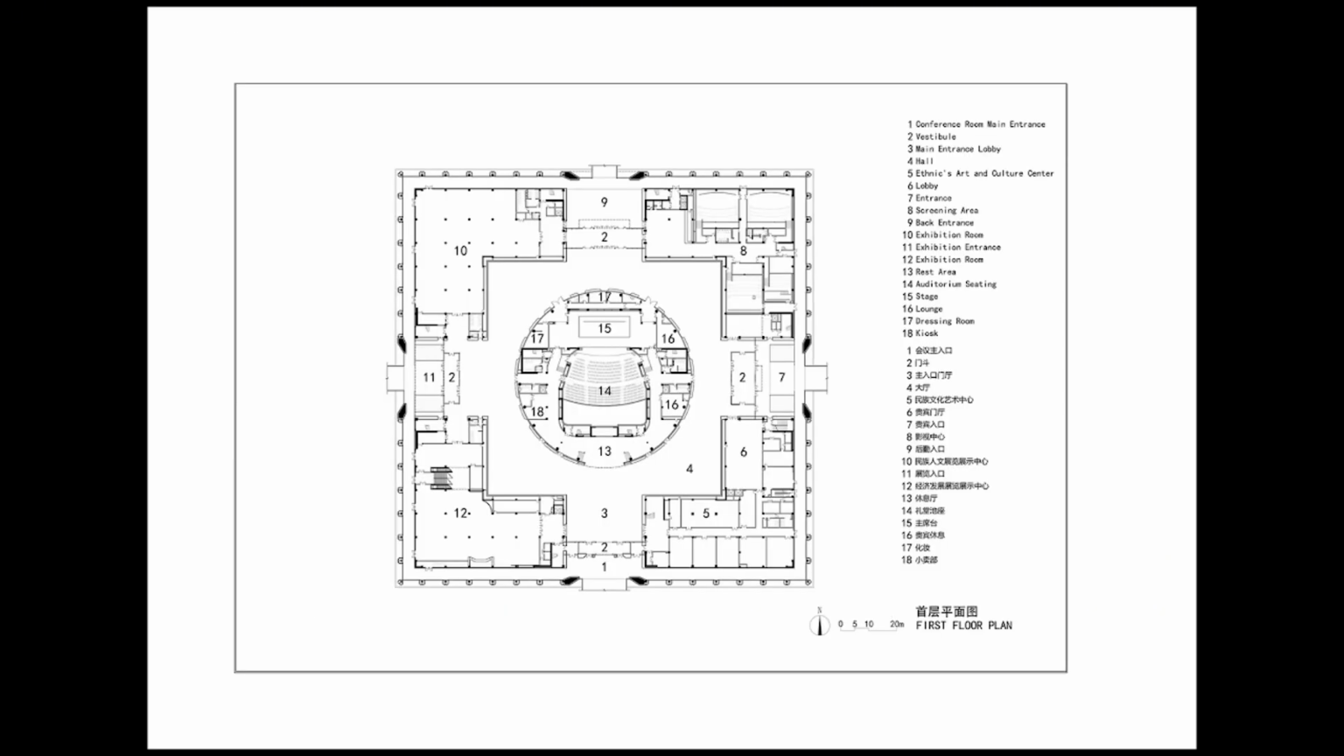Moving on to the floor plan, the plan reveals that the building is made of 4 L-shaped volumes arranged around a central circular core, which is topped by a dome. Surrounding the structure is an exterior corridor framed by arches.